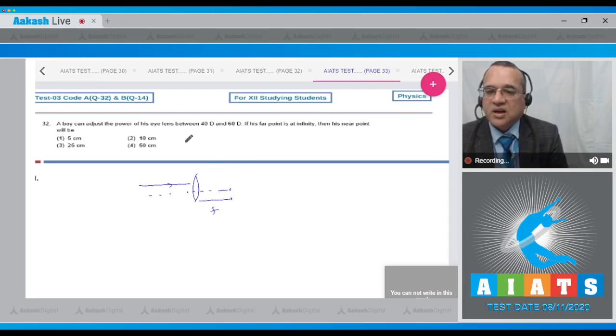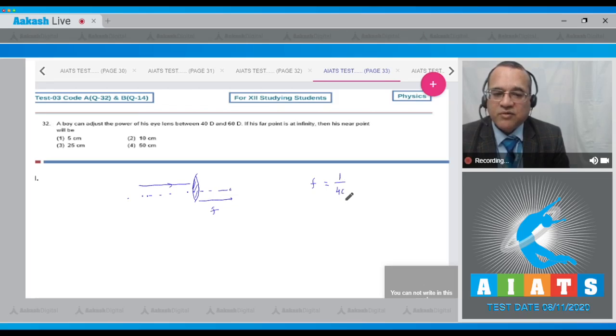Now what is given? It has two powers, 40 diopter and 60 diopter, and when the eye is relaxed, the focal length will be maximum and power will be minimum. Therefore, in this case, F will be equal to 1 upon 40 diopter. The F becomes equal to 2.5 centimeter. So exactly this distance of the retina from the eye lens is 2.5 centimeter.